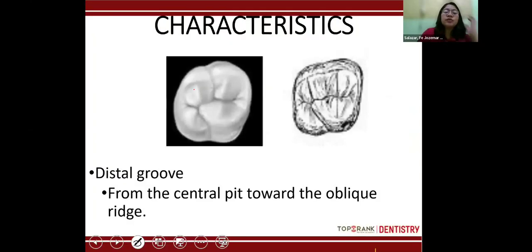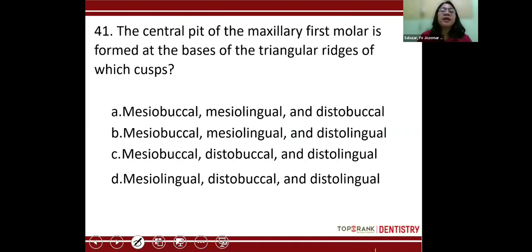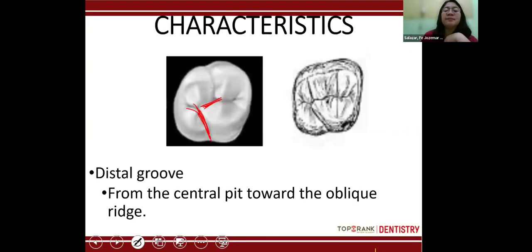Distal groove is from the central pit toward the oblique ridge. Actually, there is a distal groove there. So this is the distolingual groove. Number 41, the central pit of the maxillary first molar is formed at the bases of the triangular ridges of which cusp?